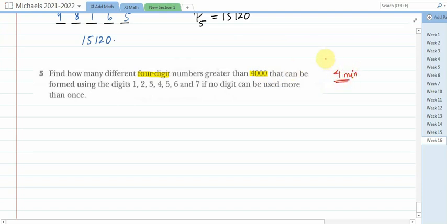Start. Alright, so we are looking for 4-digit numbers as 1, 2, 3, 4. The condition says it must be greater than 4000. Alright, that means the possible options for the first place is it can be 4, it can be 5, it can be 6 and it can be 7. So there are 4 possible outcomes, and out of those 4 we can select only one. Alright, so that is the case for first place.